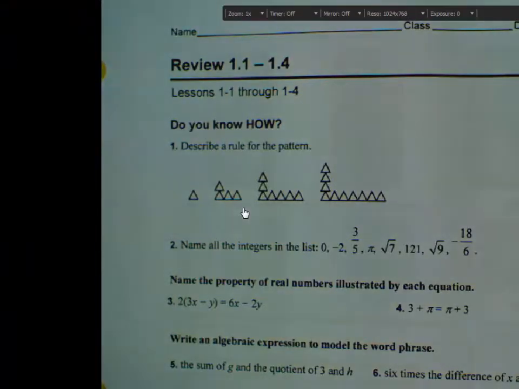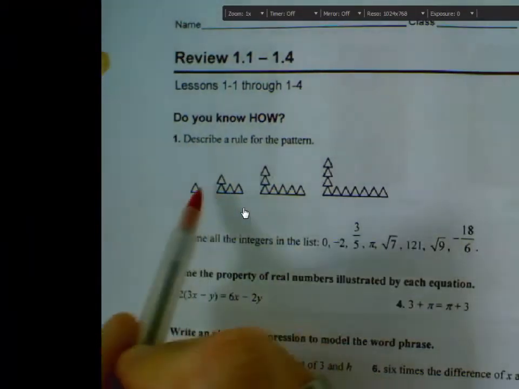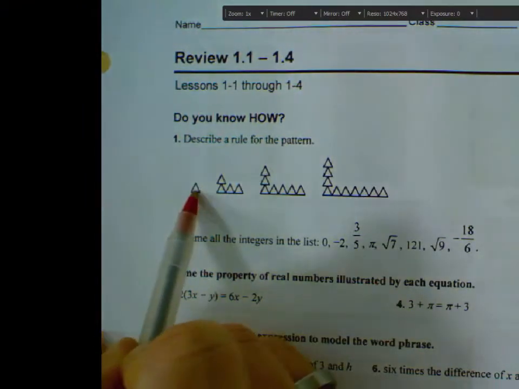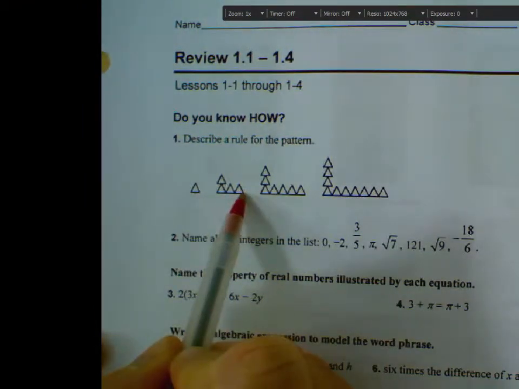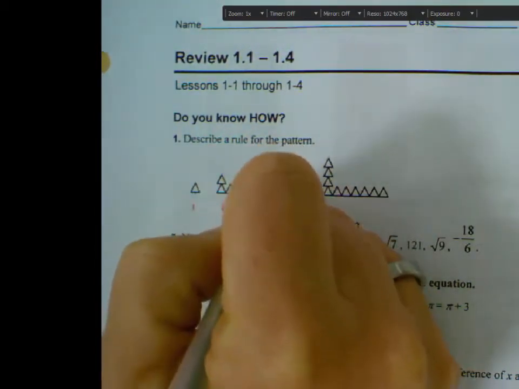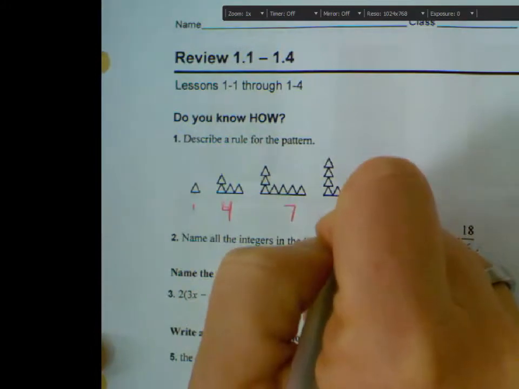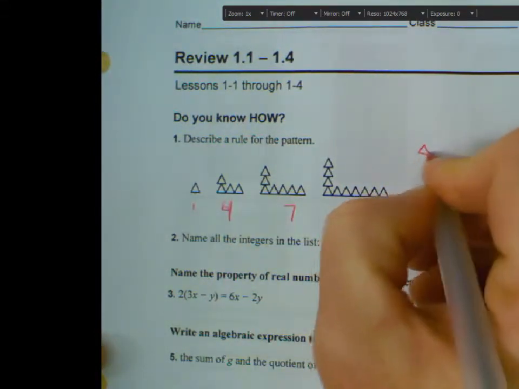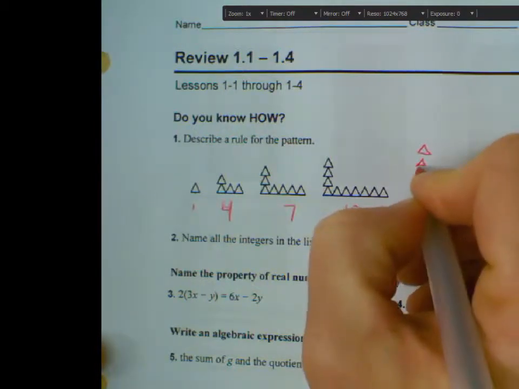Okay, here's the answer key to the review. This you're definitely going to have to be able to do on the quiz. Notice that there's one triangle and then they add 3 more triangles, so we're up to 4, and then up to 7, and then 10, and then you just need to draw the picture with 13 triangles.